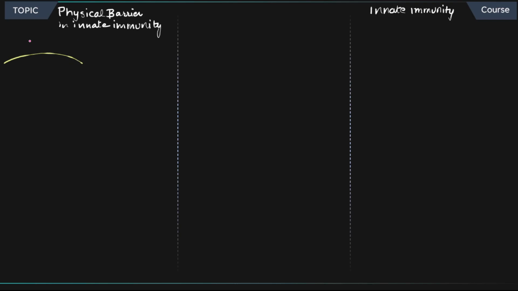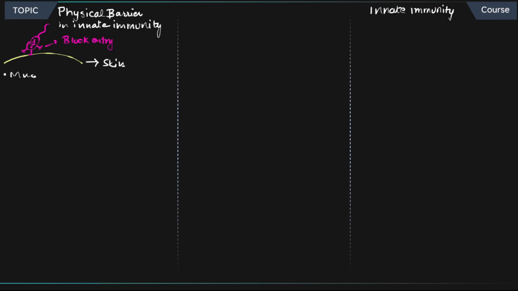So just imagine that we have the outer protective layer where microbes are trying to enter, but this layer is basically protecting and blocking the entry inside our body because we have the mechanical physical barrier, which is skin. Okay, so let me write it down. Skin basically protects us from the microbes.